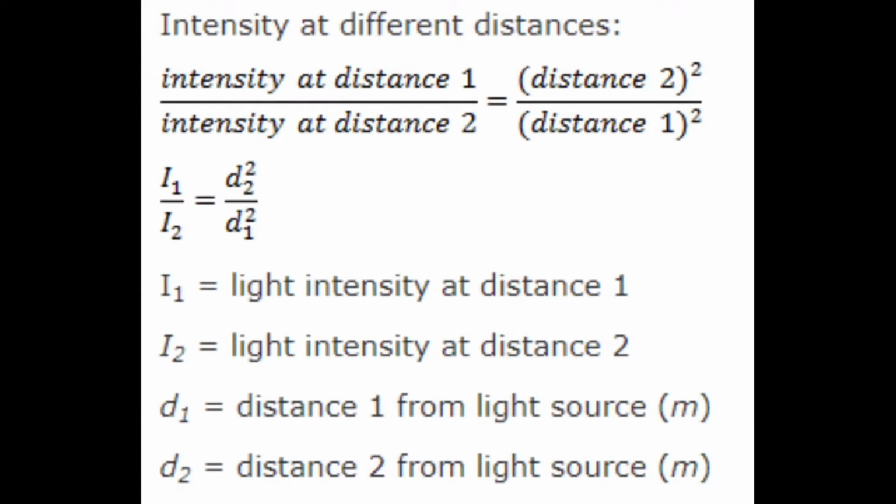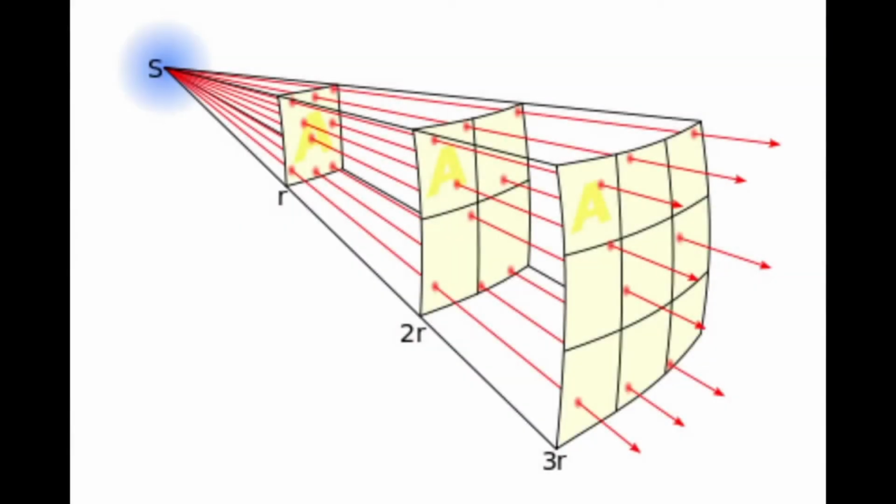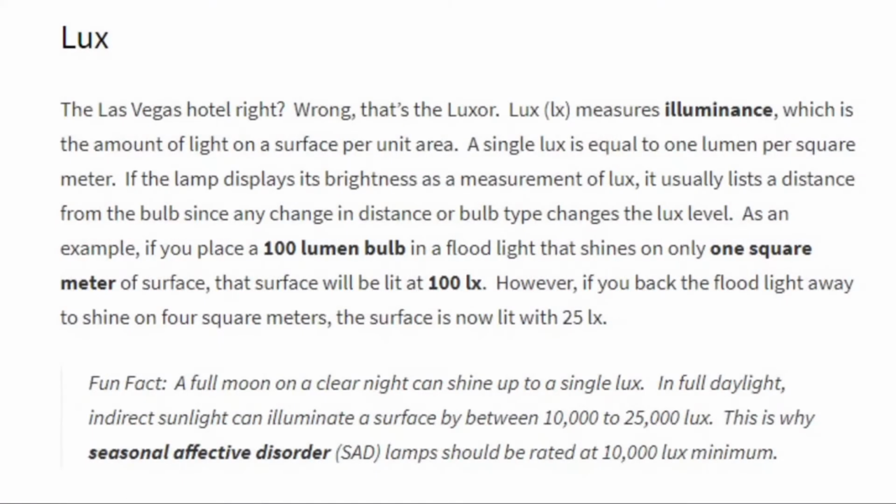This means that as the distance from a light source increases, the intensity of light is equal to a value multiplied by 1 divided by d squared. Here are the simple equations. As an example, if you place a 100 lumen bulb in a floodlight that shines on only 1 square meter of surface, that surface will be lit at 100 lux. However, if you back the floodlight away to shine on 4 square meters, the surface is now lit with 25 lux. The full moon, which is supposed to be reflecting sunlight, has an illuminance up to 1 lux on the Earth's surface. That's not substantial, but a full moon has enough illuminance to read from it here on Earth.